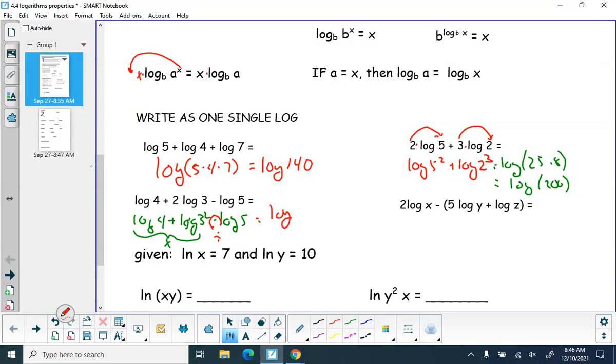So we have the log on top, we have 4 times 9. 3 squared is 9. And log of 5, that drops the 5 down to the bottom. So we have 36 fifths.